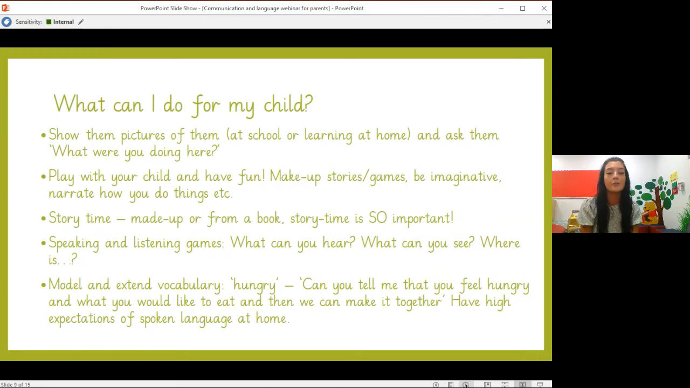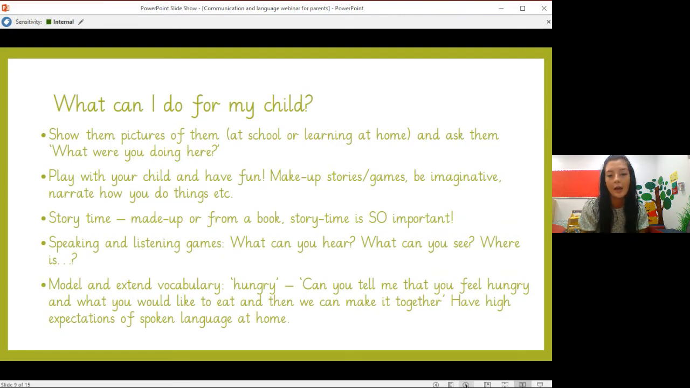So if you do go on a walk, or if you do show your child a picture, you can ask them questions like, what can you see here? Or where is the dog in this picture? Things like that are really important to check your child's understanding. And then lastly, it says that you can model and extend vocabulary.